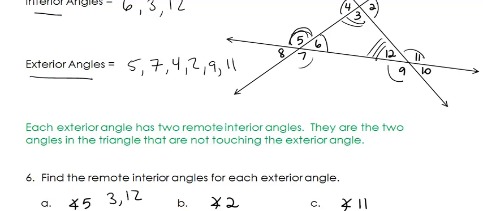If you look at the exterior angle 2, which is over here, the interior angles that are not touching that one would be 6 and 12. Okay. The interior angles that are not touching 11 would have to be 3 and 6 because 12 is adjacent to 11. Okay. So that's the difference between interior and exterior angles.